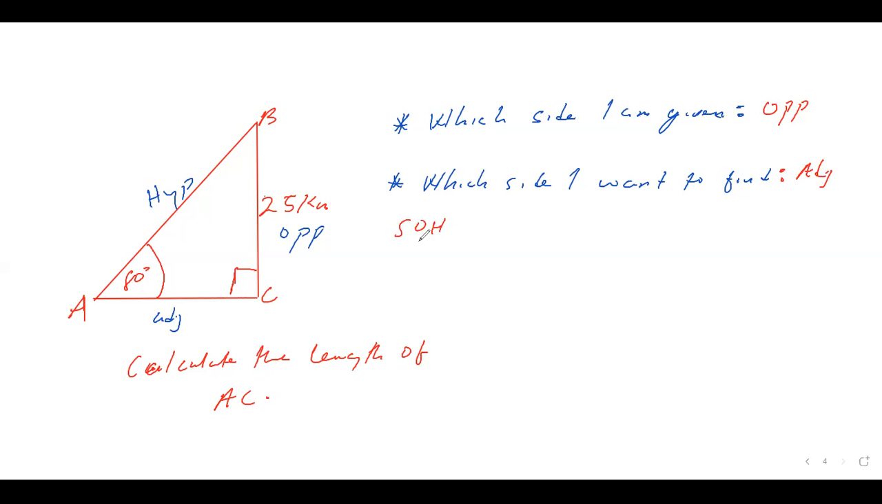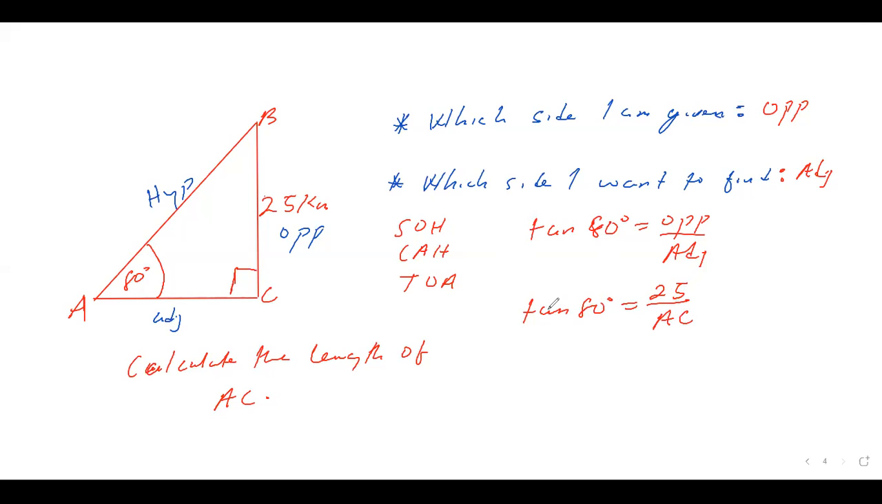Now, which are the formulas? SOH CAH TOA. Which of the formulas? TOA. Everybody agree? So we have opposite and adjacent, so we are going to use tan. Tan 80 degrees is equal to opposite over adjacent. What is my opposite? 25. Over my adjacent. What is my adjacent? AC, good.